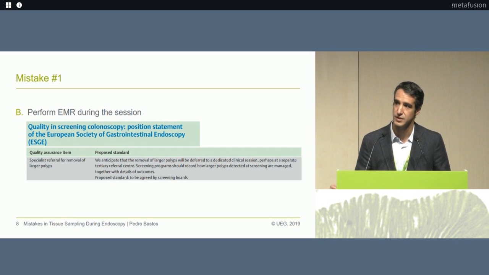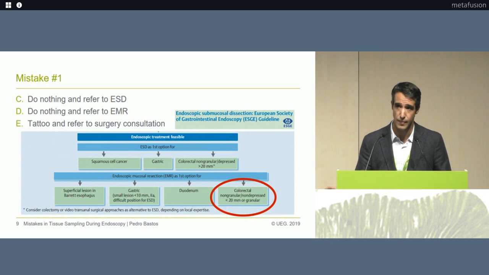But the European Society acknowledges the difficulty in removing these kinds of lesions and says that if we don't want to remove them, we can just postpone them to another session or even to another hospital if we don't feel confident enough to remove the lesion. And then the other three options are about how to treat these lesions.